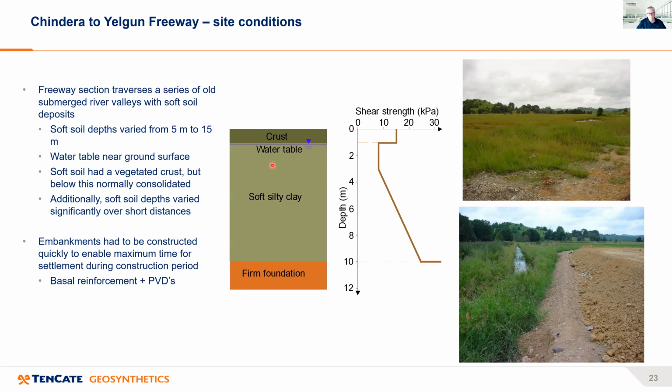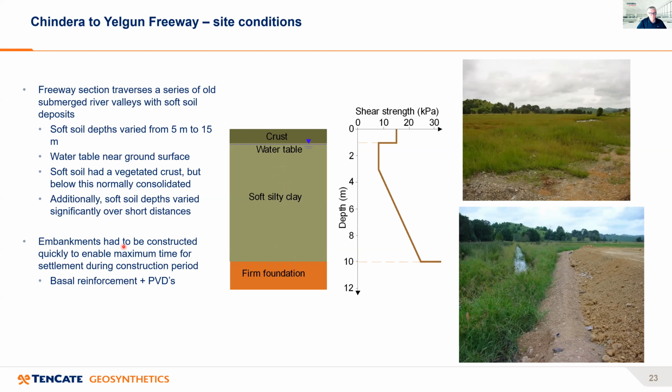Below the water table, very soft silty clay, undrained shear strength probably less than 10 kPa, and then increasing linearly with depth until at some depth down here, maybe below, we hit a firm foundation where the undrained shear strength increased. A number of things about this soft silty clay layer: the depth of this soft silty clay layer could change very quickly over short lengths. And this created some problems with how to design these embankments in this highway structure.